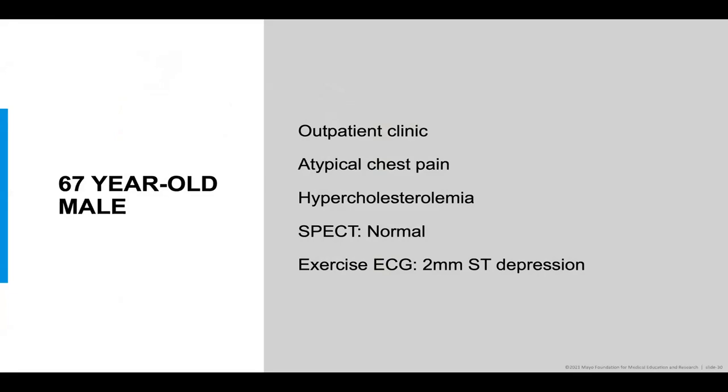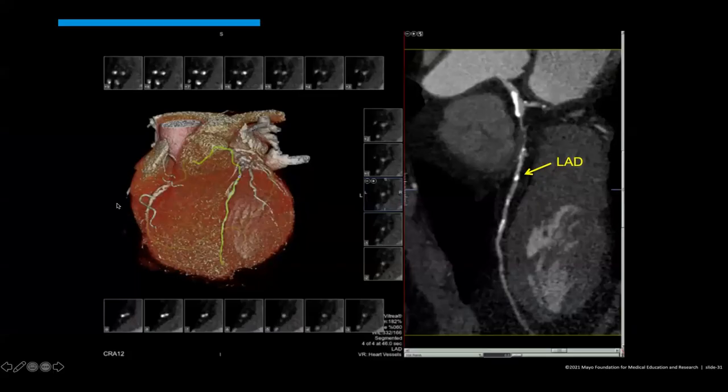And here's the next case, 67-year-old, again, another outpatient, atypical chest pain, hypercholesterolemia, had a normal SPECT perfusion study, but they saw 2 millimeters of ST depression on the exercise ECG. And so they asked us to take a closer look at this. Here's an image of the LAD. What do you think?